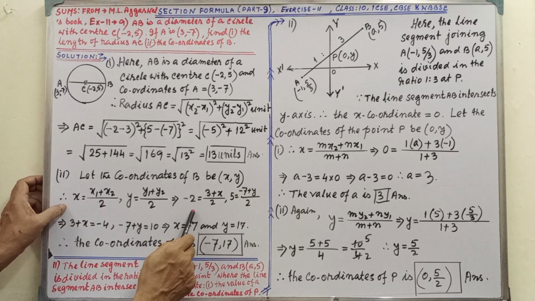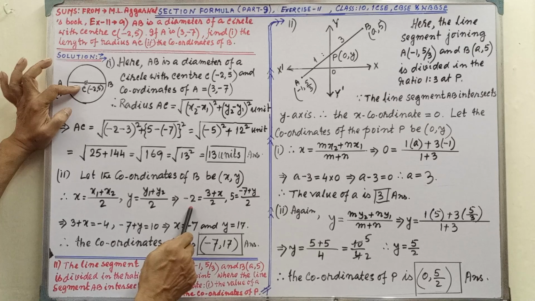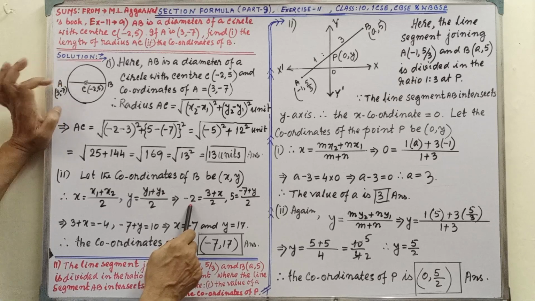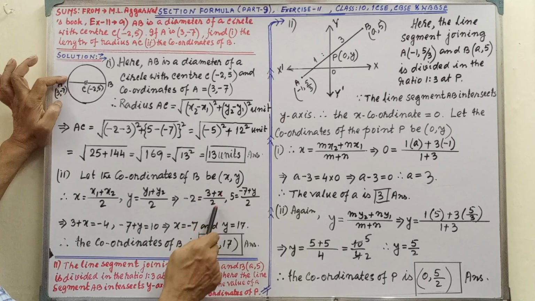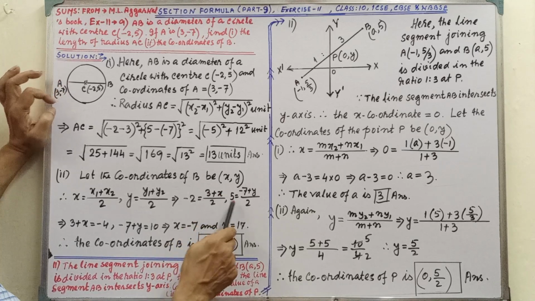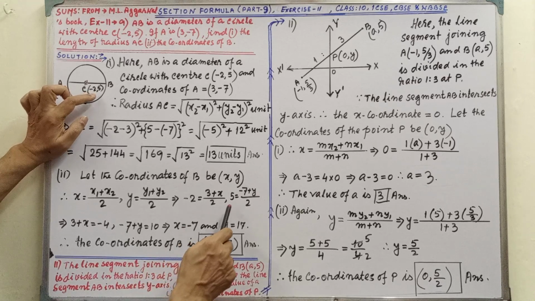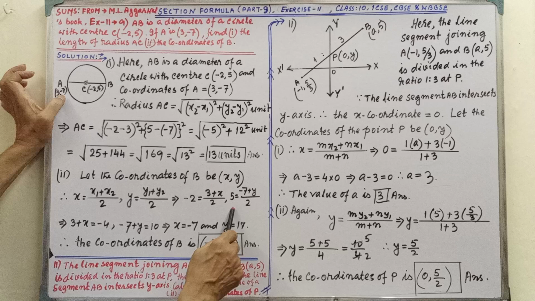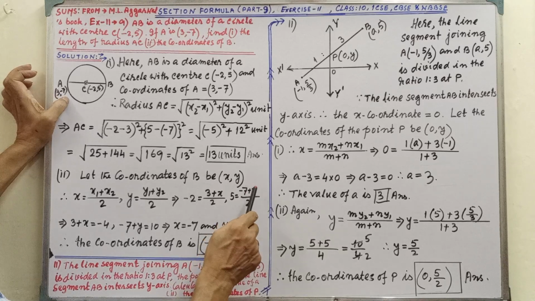After writing the formula, in place of x, that is the center, we have to write minus 2, and x1, we are considering this is x1, 3, plus x by 2. And y, that is 5, so 5 equal to y1, that is minus 7, plus y2, that is y, by 2.